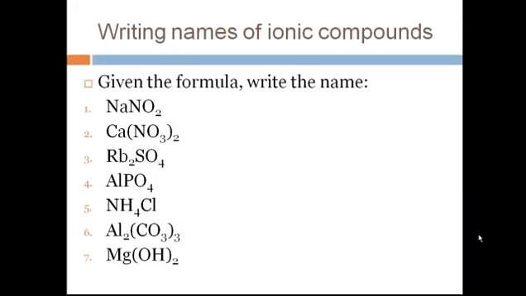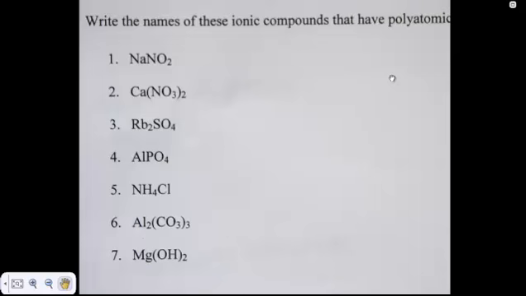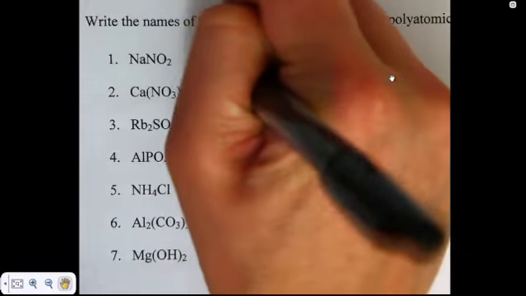So here are a bunch for you to name. Use your periodic table and the polyatomic ion chart to write the names for these ionic compounds. Hit pause and come back to check your answers. So let's check our answers to naming these ionic compounds. This one is sodium.